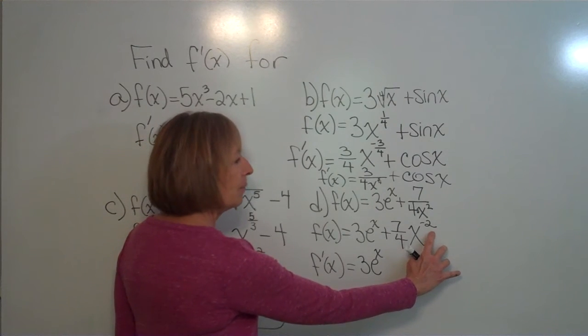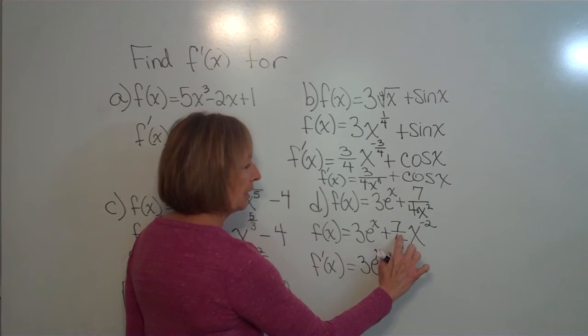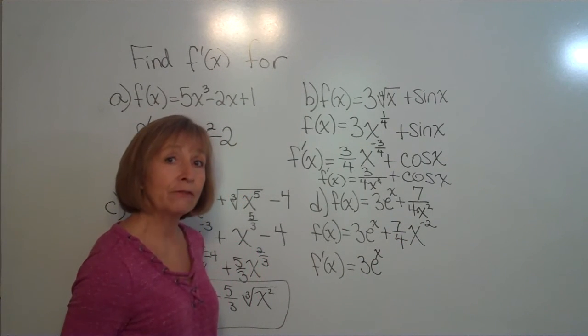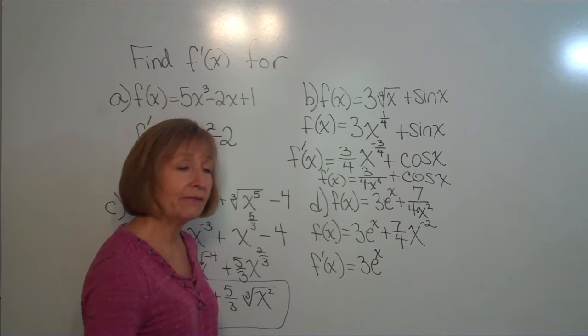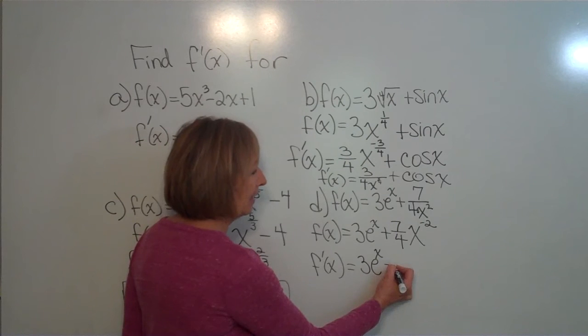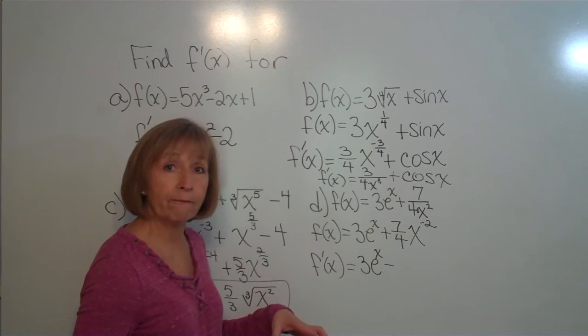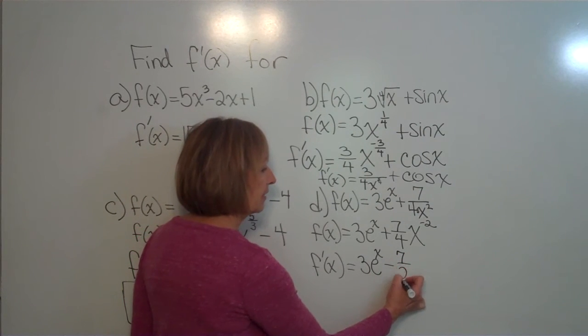And then next up, we're going to differentiate this last term. We're going to bring down the exponent and multiply it to the 7/4. Well, negative 2 multiplied to positive 7/4. Negative times positive is negative. And the 2 times the 7/4 will be 14/4, which simplifies to 7/2.